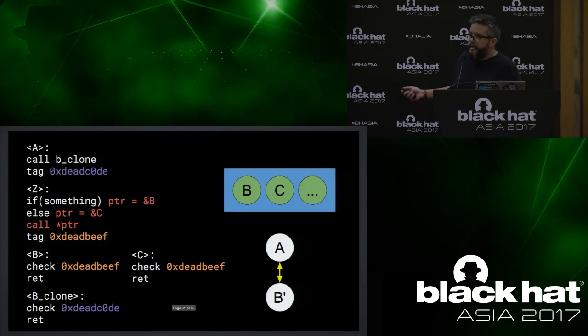This will result in something more or less like this. We have a function A, which now calls B clone, and we have this other code here. We have this function Z that can call both B and C through the pointer. Thus they will put the tag for the prototype here. And both B and C still check for the same tag before returning. But now we have a B clone here that checks for a different tag, and the B clone is actually what is being called in A. So C is no longer allowed to return here. That's more or less how we solve this transitive clustering relaxation problem.